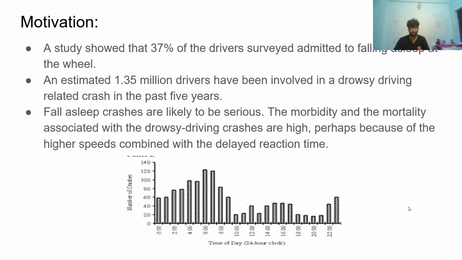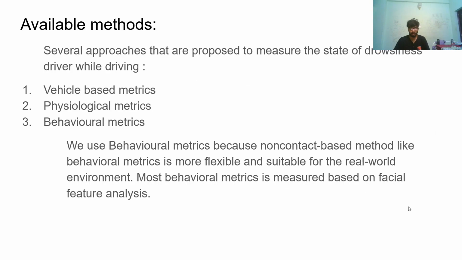So coming to the approaches. There are several approaches that have been proposed to measure the state of drowsiness of the driver while driving. They are vehicle-based metrics, physiological metrics, and behavioral metrics. The vehicle-based and physiological metrics are contact-based methods, where sensors need to be attached to the vehicle or the driver's body. This is not an easy task in a real-world setting and may be uncomfortable for the driver. Therefore, a contactless method like behavioral metrics is more flexible and suitable for the real-world environment.